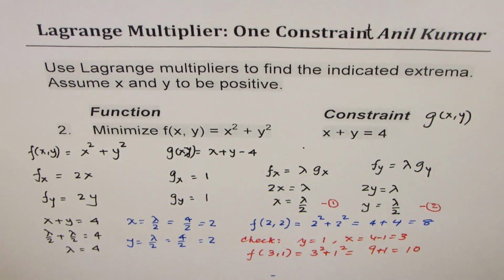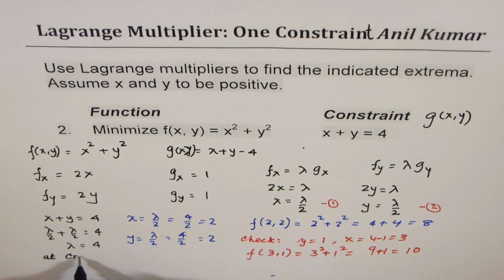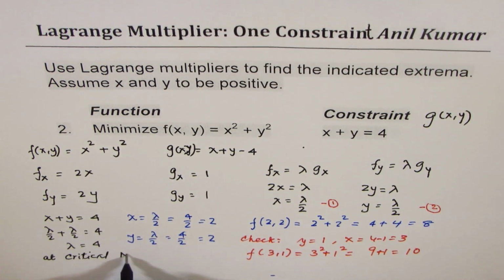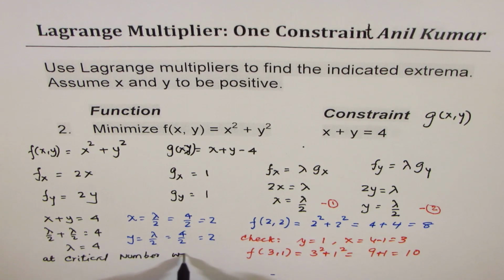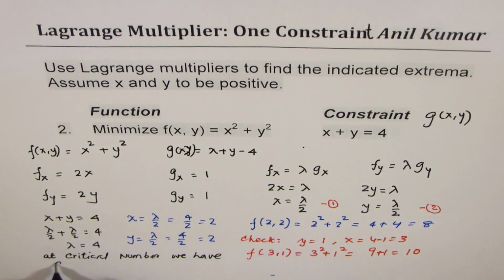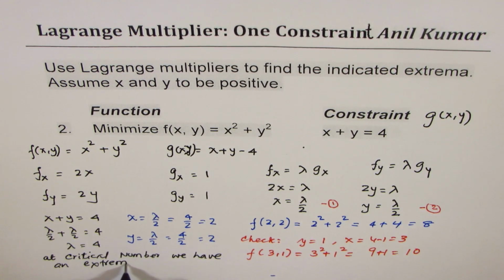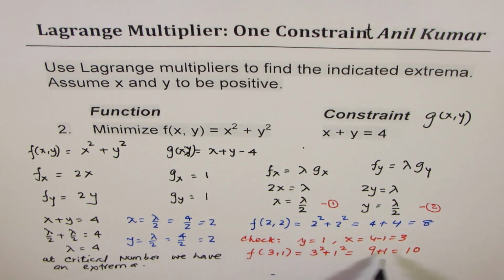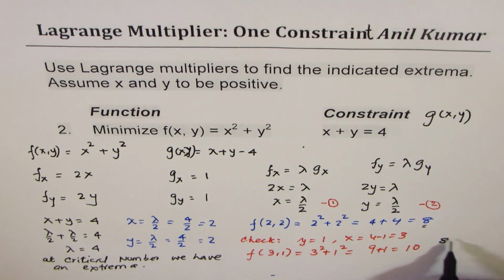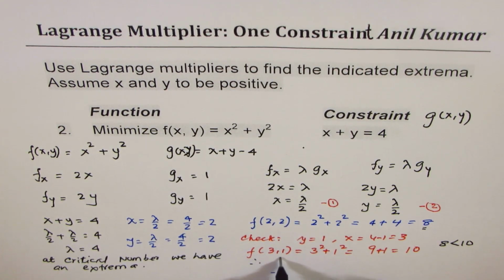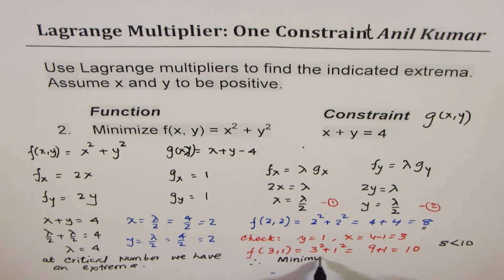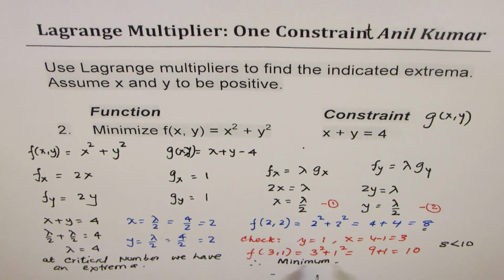Do you see that? Now since we know that at a critical number, let me write this down, it's very important to understand, at a critical number we have an extrema. Is that okay? Extrema. Now that is a check. So with this check, we know 8 is less than 10, and therefore this is a minimum. Do you see that? So you can take some other value to justify that the value which you have found is indeed a minimum. So that minimizes.